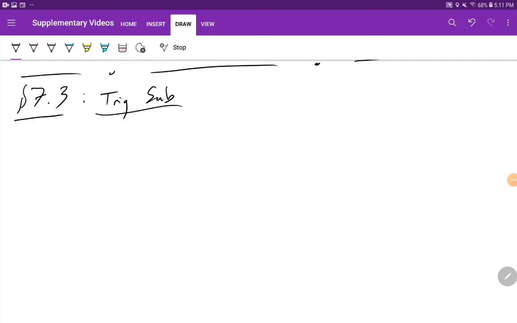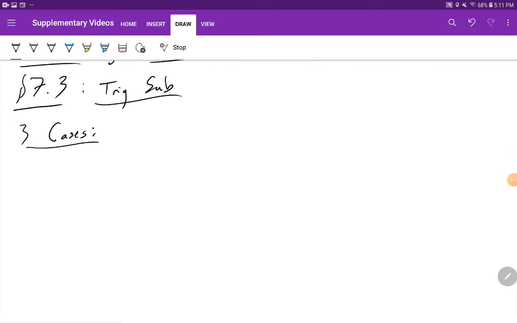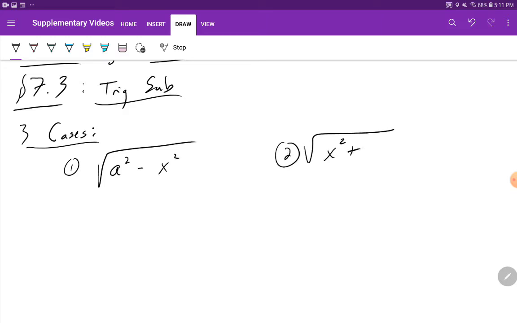I'm going to write down the three cases here. I'm going to go through all three. Hopefully, if by 2 the time is too long, I'll ask Gina to do the last one during a recitation. But it boils down to three cases. The first one looks like this: when you have a constant squared minus x squared. The second case is when you have x squared plus a constant squared, right?